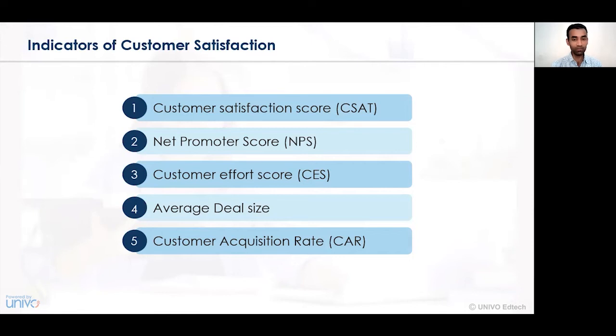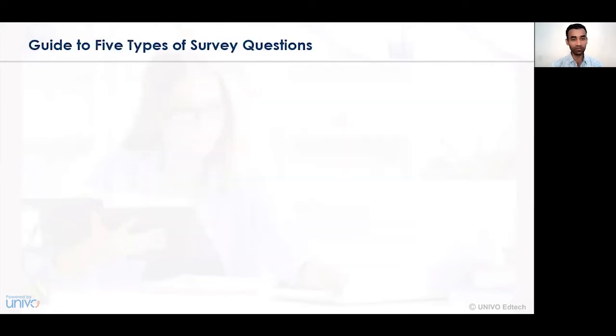An organization can implement any one of those particular steps, and based on this consideration, the satisfaction survey or the level of satisfaction can be measured, may it be CSAT, NPS, CES, average deal size, or CAR. Any one of the methods can be selected, and accordingly, based on those considerations, the customer satisfaction level, as to what percentage or level of satisfaction exists, can be calculated.